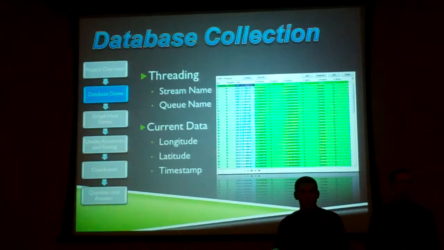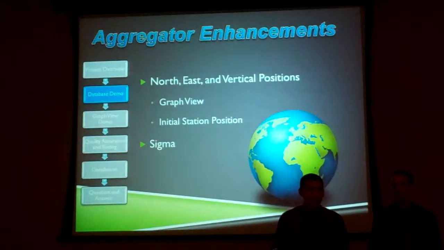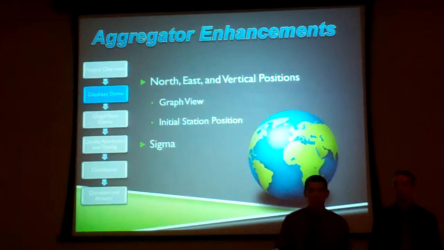Currently, we're receiving the longitude and latitude position along with the timestamp for when that position was recorded. However, our client would like us to graph the changing position as a north, east, and vertical component, so they're working on providing us with an enhanced aggregator that will give us the actual north, east, and vertical position of the station. And this will make it easier for us to actually graph that on our user interface. However, we'll still be using the longitude and latitude aggregator to plot the initial position of the station on our map, which is also part of the user interface.